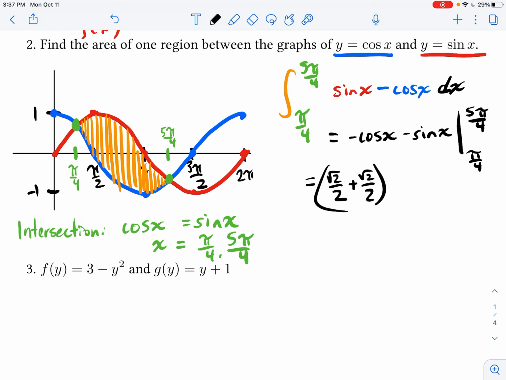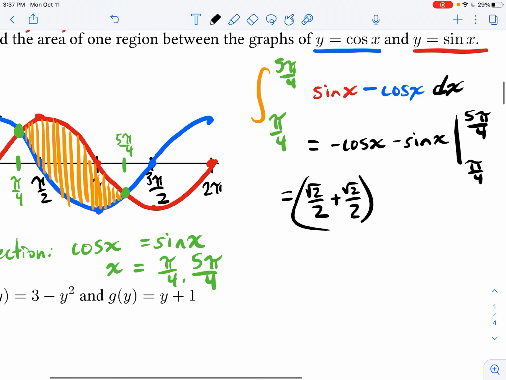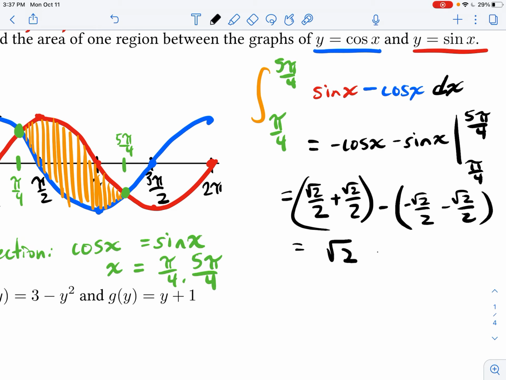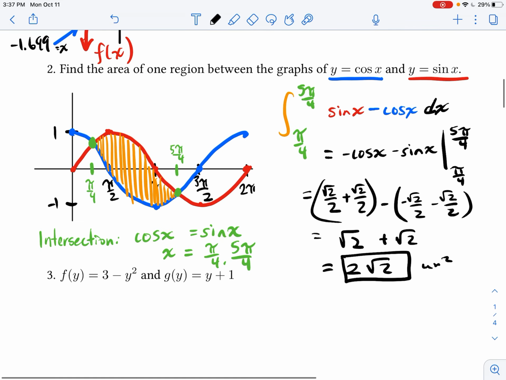Now let's evaluate this at the lower bound, which was pi over 4. So cosine of pi over 4 is root 2 over 2 with a negative in front, so negative root 2 over 2. And sine of pi over 4 is also root 2 over 2, which we can simplify easily as this is all just root 2. This is going to be adding root 2. So our final area would be 2 root 2 units squared. That would be our region there.